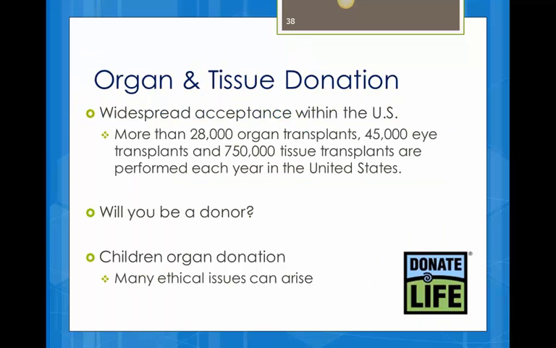So when we think about organ and tissue donation, we know that in the United States there is a widespread acceptance of it, and you can read the numbers there. It is a requirement that if an individual dies within the acute care setting or anywhere, the OPO, the Organ Procurement Organization, does need to be notified. And at that point, they are able to tell you if the patient is able to donate anything.